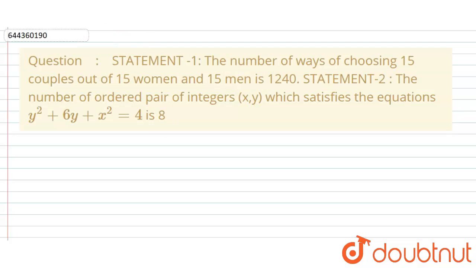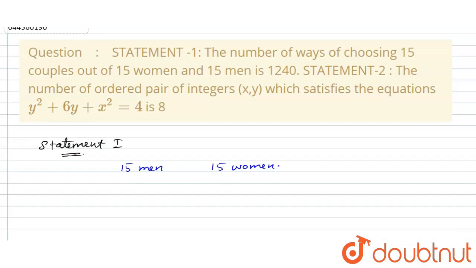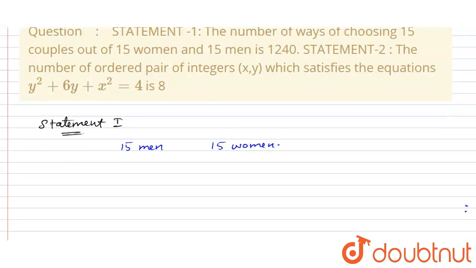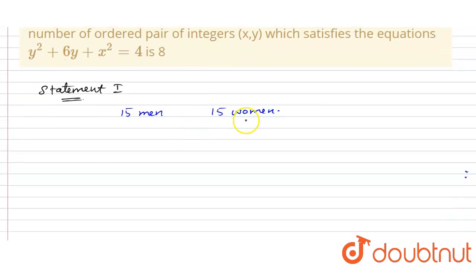First step, I am going to take statement 1. In our question, there are 15 women and 15 men. So here we have to choose the 15 couples, so one man and one woman, we have to choose.